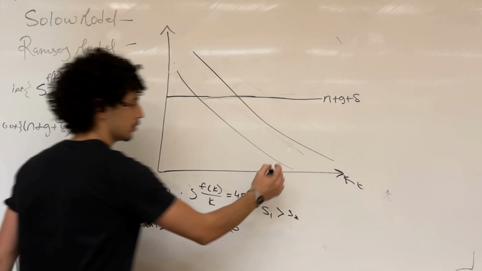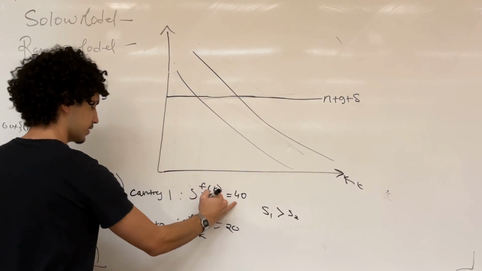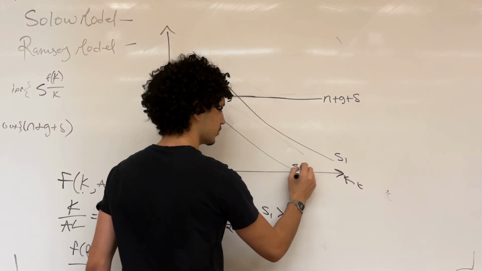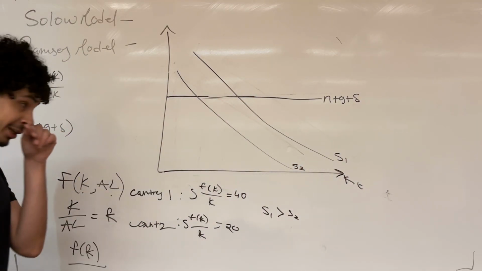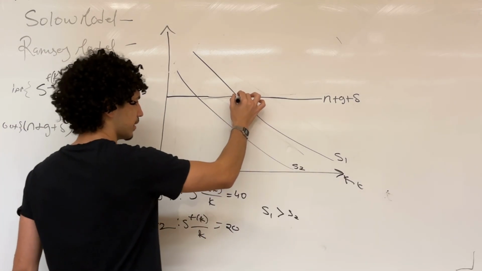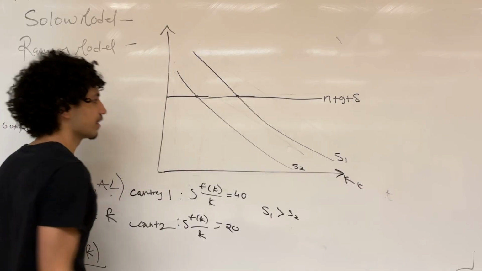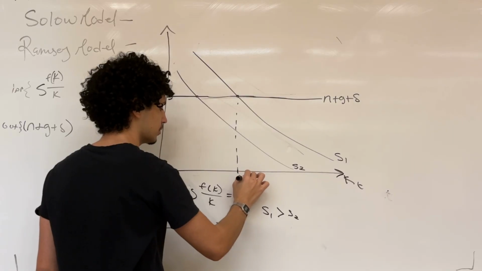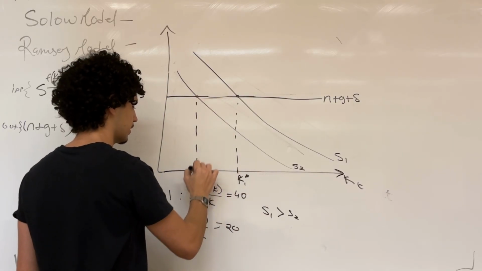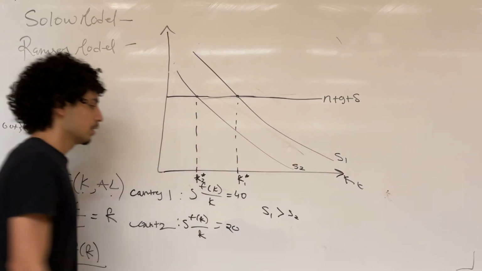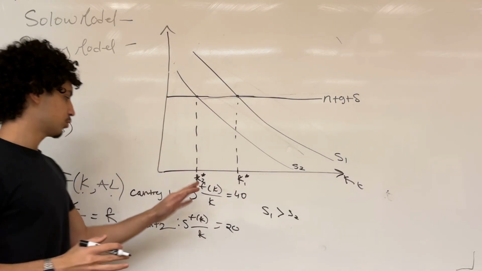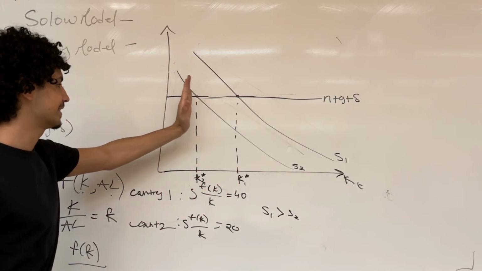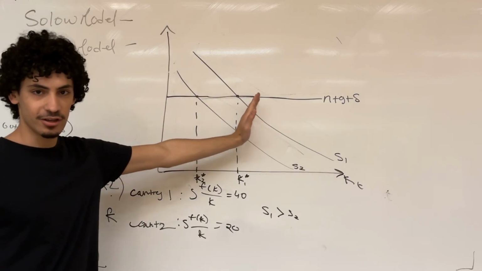Country 1 has a higher savings rate than country 2. So here, this is s1, this is s2, as it's higher, it's pushed to the right. That means country 1's steady state is different from country 2's steady state. Country 1 here has a K1 star, and K2 star. So that means country 2, which is poorer, has a steady state, a goal, that is much less than country 1.